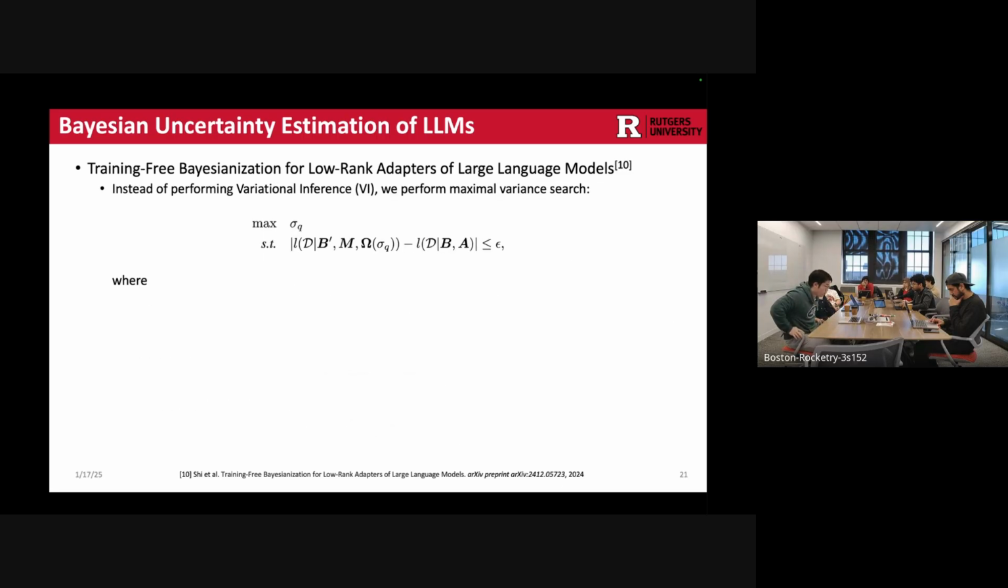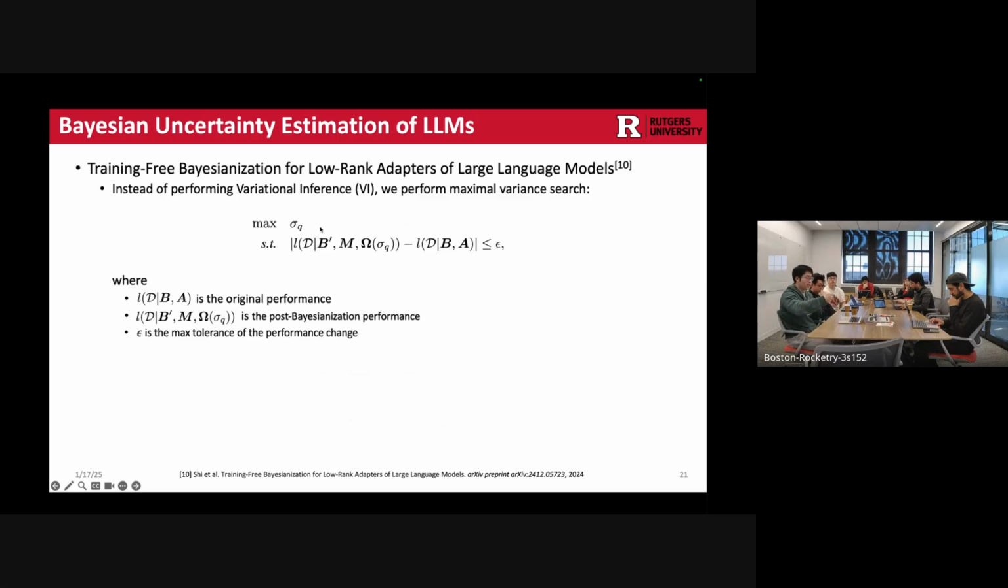Now, as I said before, we don't have multiple parameters. So instead of performing variational inference, which requires backpropagation and all that loss estimation, here we do the maximum variance search. What we do here is that this L here, we want to keep finding a larger variance of your variational distribution, until the loss difference or the performance difference between the post-Bayesianization model and the original model exceeds a certain threshold.